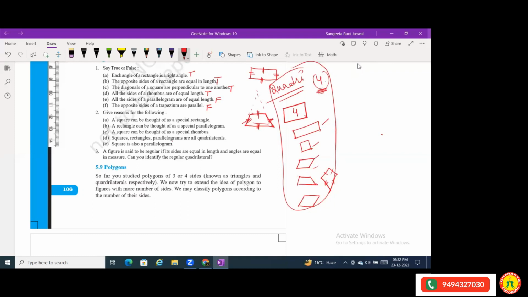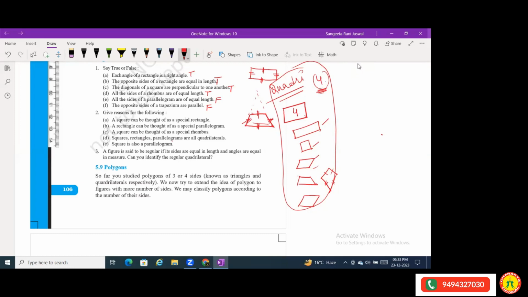Okay, next. A square is also a parallelogram. Ridesh will tell me this. Ridesh? Yes, ma'am. Give the reason why a square is also a parallelogram. Teacher, because it has four sides. All angles are equal, all sides are equal. And it's a 2D shape. Which shape? 2D, two dimensional. Okay.